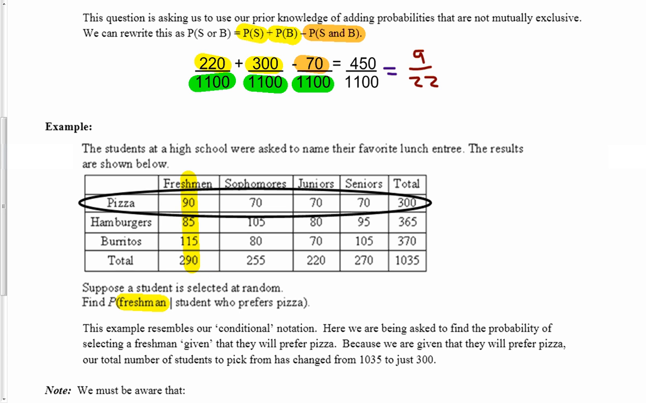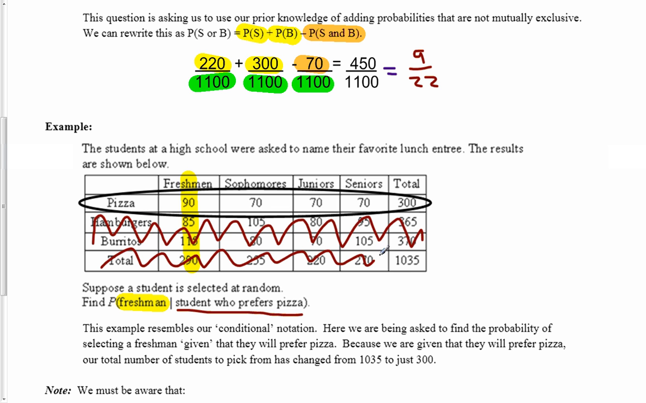However, we're not looking at the whole table anymore. We're already told that it's a student who prefers pizza. So if they prefer hamburgers or burritos, we want to ignore that information. And since we're only dealing with that condition, I'll scribble out this total line too. Because we know it's a student who prefers pizza, the rest of this information is extraneous. It's no longer useful to us. So we can get rid of it and only focus on the pizza row.